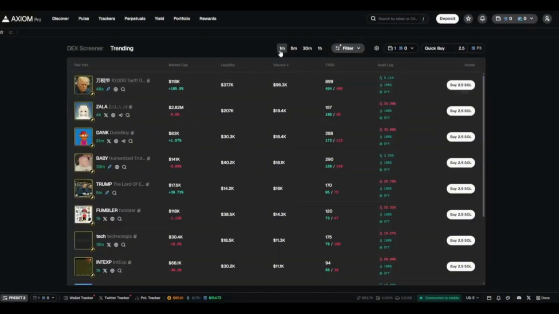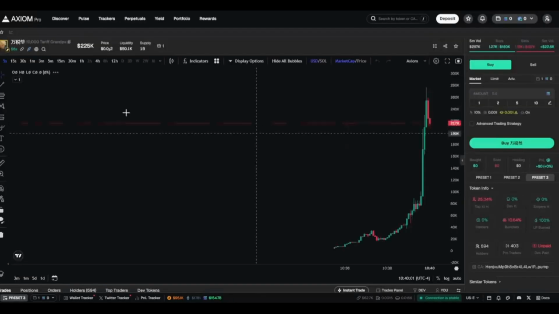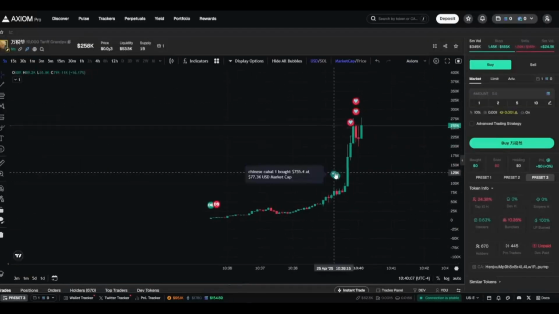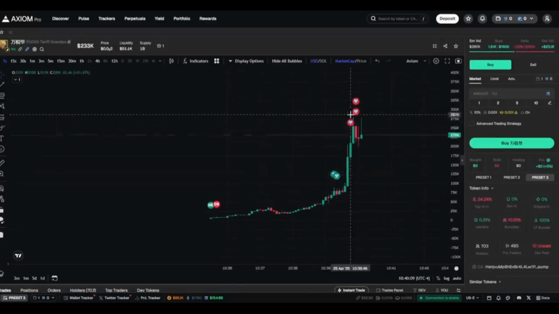So as you can see, this is the 1 minute. So this is the volume of coins in 1 minute. So as you can see, it's 96,000. It goes to 19,000, meaning this is the most high volume coin right now. And look at that. You see that? You see how high volume this is? Paired with wallet tracking, this can be really good.